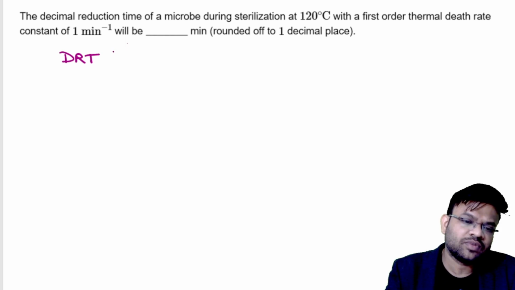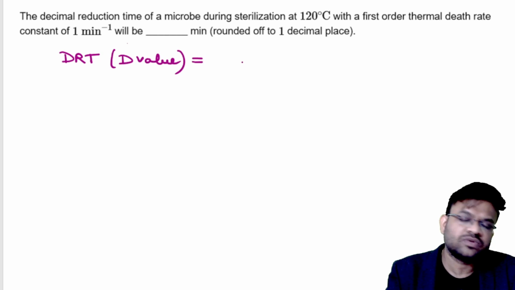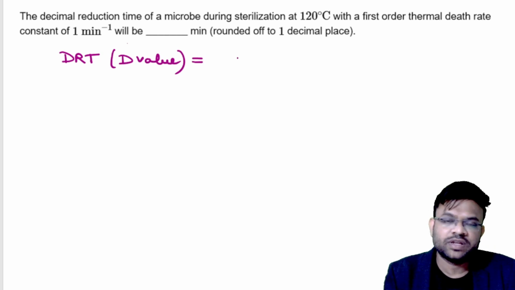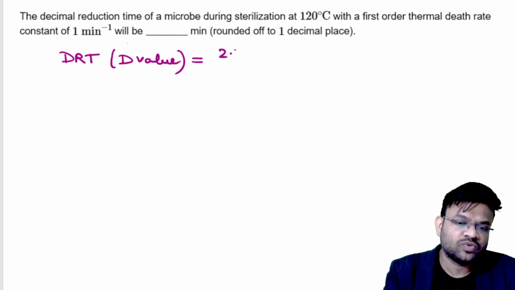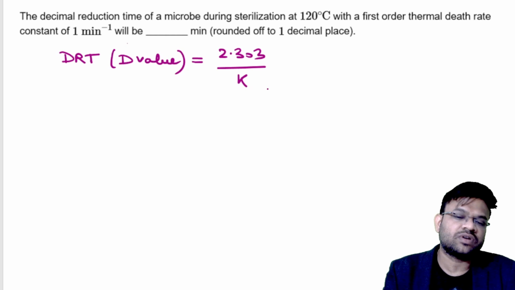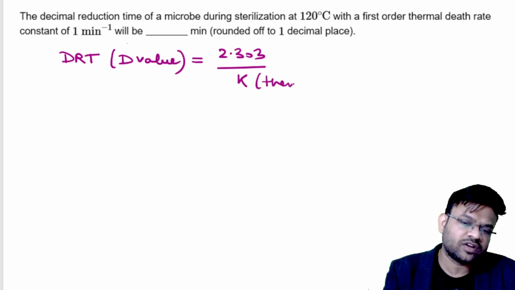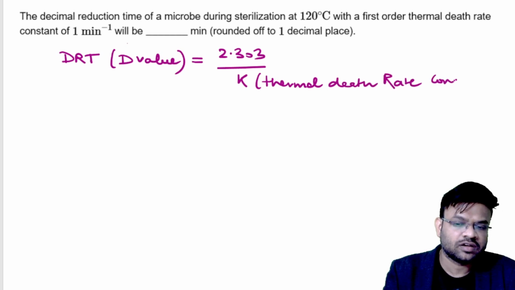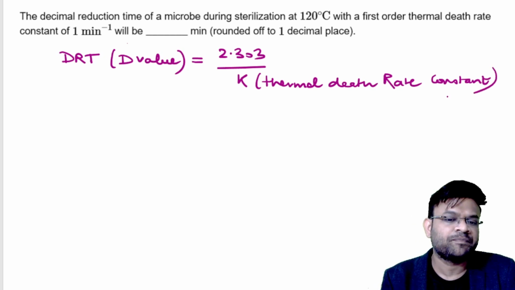Decimal reduction time, or D value, is equal to, now I believe all of you would be remembering the formula. It is simply 2.303 upon K. Now what is this K? K is the thermal death rate constant. Let me just quickly write it down over here. Thermal death rate constant. So this is the value for K.